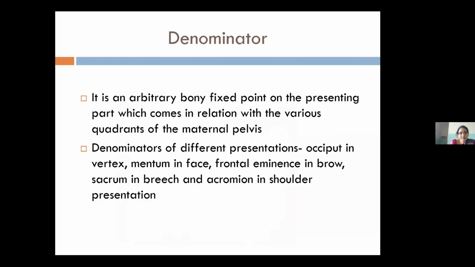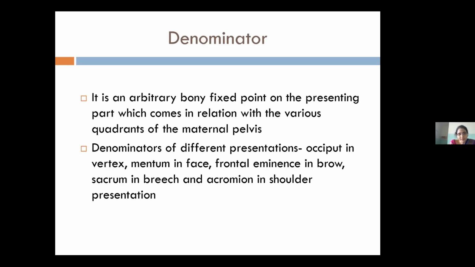So next we'll discuss the denominator. What is the denominator? It is an arbitrary bony fixed point on the presenting part which comes in relation with the various quadrants of the maternal pelvis. So the maternal pelvis is divided into right and left, posterior and anterior, and we'll divide it into 8 parts. So depending on that, the bony fixed part of the presenting part which comes in relation with the various quadrants, that is called the denominator.